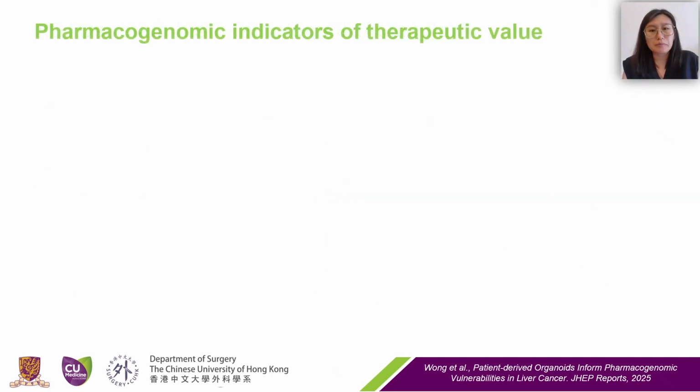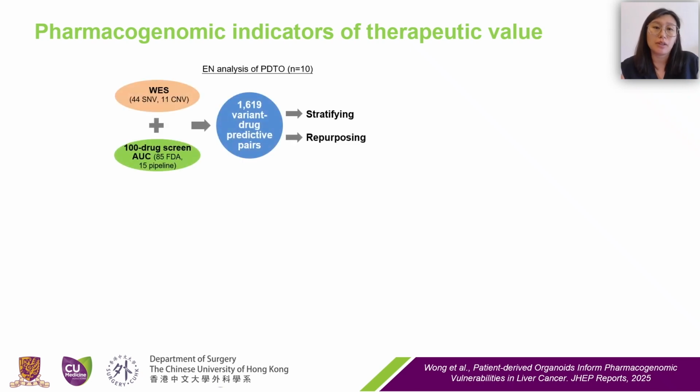So we then performed elastic net regression analysis of the somatic mutation landscape and integrated it with the drug response data from 100 FDA-approved and pipeline anti-cancer compounds. This result revealed that we can get over 1,000 variant drug predictive pairs showing either sensitivity or resistance. This data can be used to stratify patients with certain mutations to existing therapies for HCC, as well as repurposing FDA-approved drugs to previously undruggable mutations.